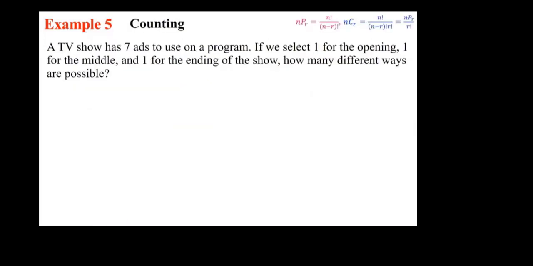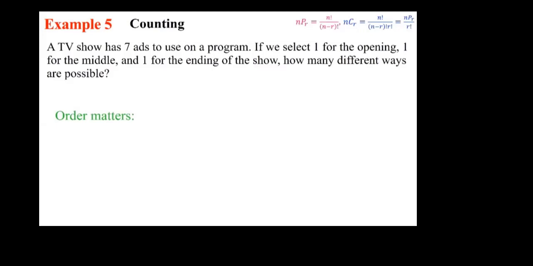A TV show has 7 ads to use on a program. If we select 1 for the opening, 1 for the middle, and 1 for the ending of the show, how many different ways are possible? The very first thing is to answer this question: does order matter? You have to realize order is important simply because of the way they have told us: 1 for the opening, 1 for the middle, and 1 for the ending.